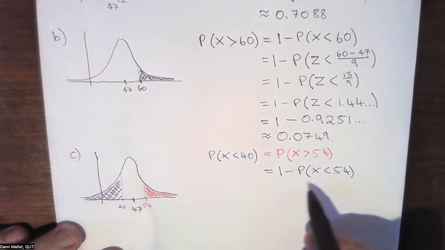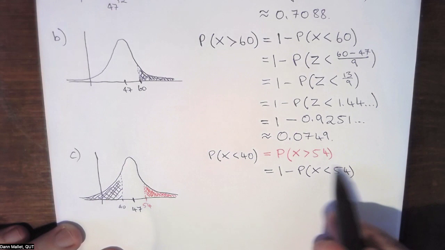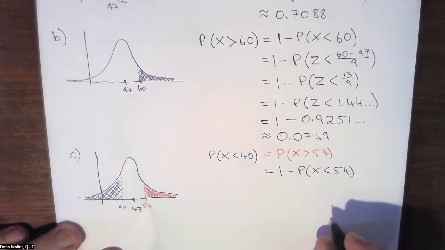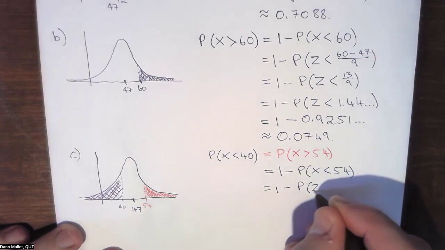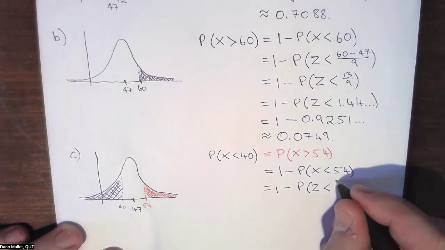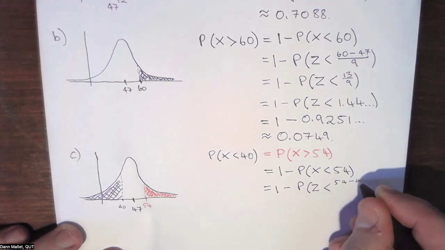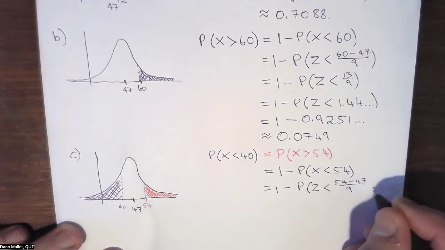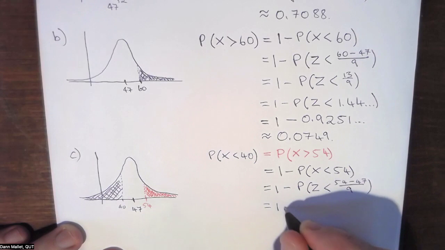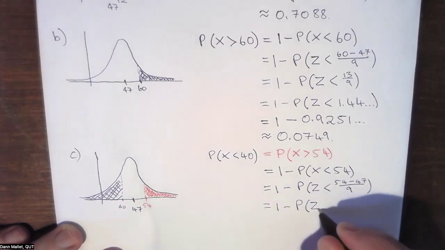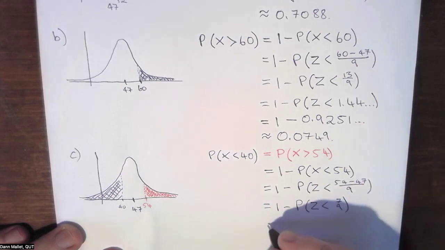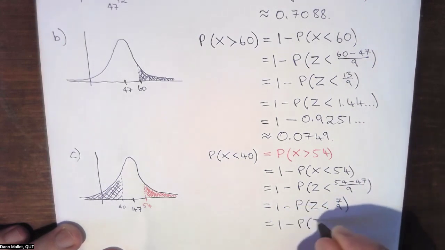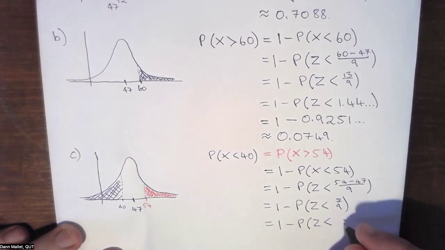Now I've got something that I can actually get from my table once I standardize or normalize the values. So we continue: 1 minus the probability, this time of z less than 54 minus the mean divided by the standard deviation, which is 1 minus the probability that z is less than 7/9, or 1 minus the probability that z is less than 0.77 recurring.